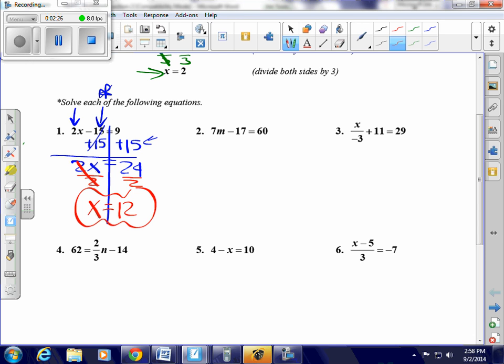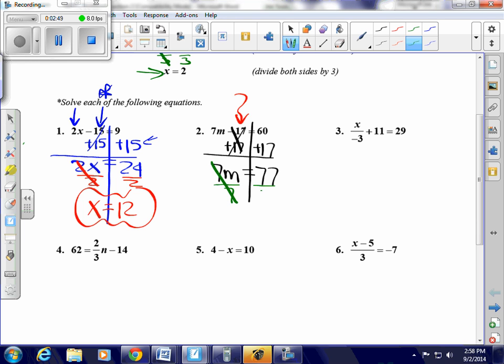We have 7m minus 17 is equal to 60. And again, I'm going to cancel out the minus 17 first by adding 17. Whatever you do to one side of the equal sign, you have to do to the other. They cancel out, and you're left with 7m is equal to, so do the math on the right, you get 77. Dividing both sides by 7 to cancel that out, you get m is equal to 11.